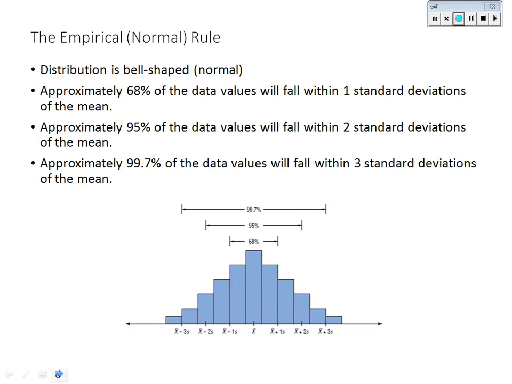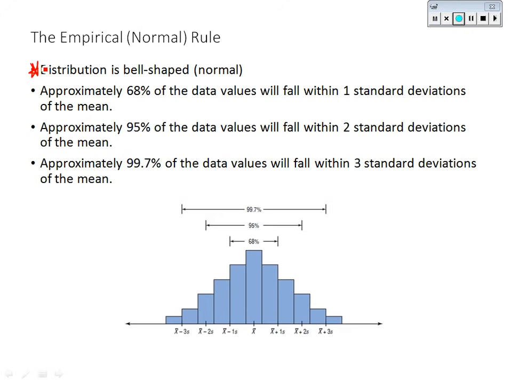Then our final rule. It's called the empirical, aka normal rule. This one, however, only applies when the distribution is bell-shaped, aka normal. The normal distribution, we'll hear quite a bit about that. We will in upcoming units. What the normal rule says, roughly, if your distribution is bell-shaped, and you'll see a bell-shaped distribution down at the bottom, roughly 68% of data values will be within one standard deviation of your mean. 95% will fall within 2. 99.7 will fall within 3.